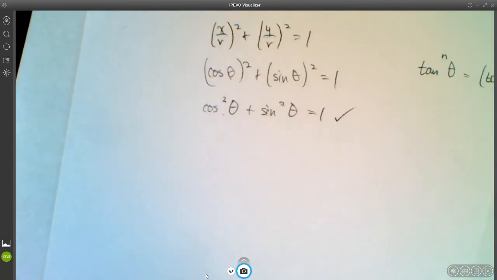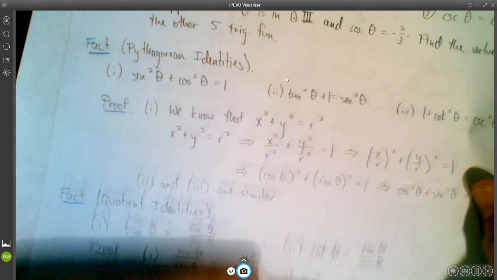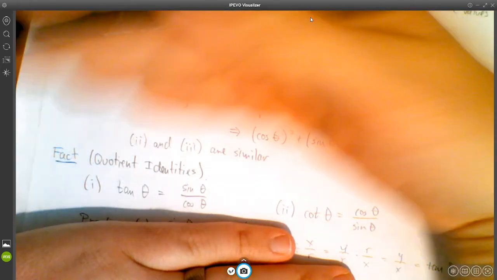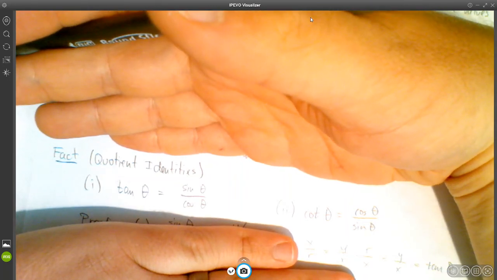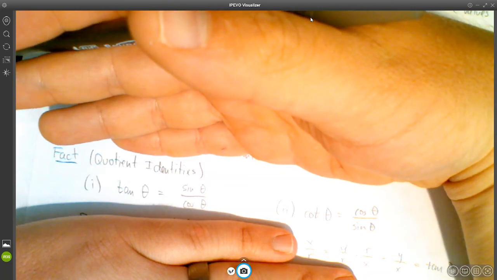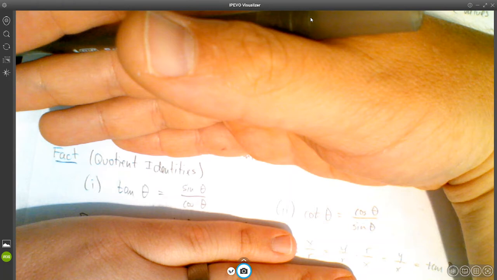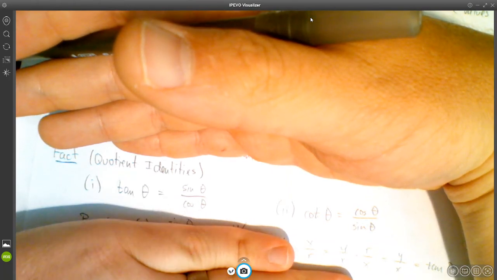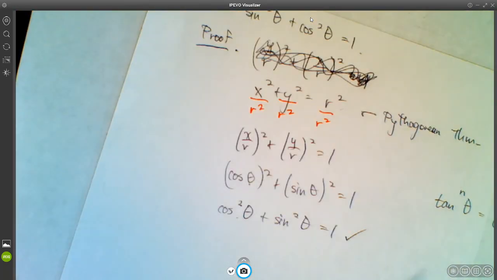And then the last set of identities that I want to talk about in this section are the quotient identities. They give us a way to think of tangent and cotangent in terms of sine and cosine. So tangent theta is the same thing as sine theta divided by cosine theta, and cotangent theta is the same thing as cosine theta divided by sine theta. So let's prove that.